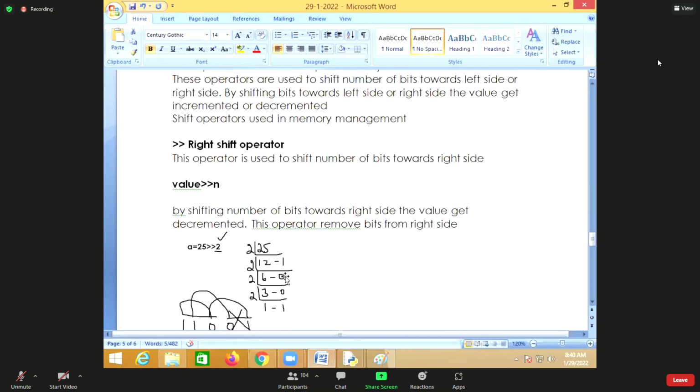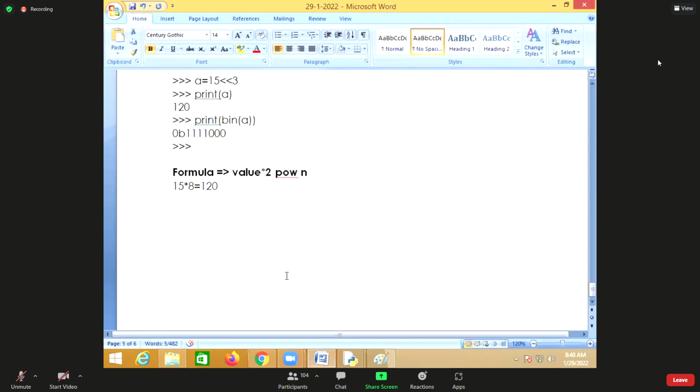Okay, right. So that is the left shift, and one more is the right shift operator. And there is also the bitwise not operator. See, there is a logical not operator and there is the bitwise not operator.